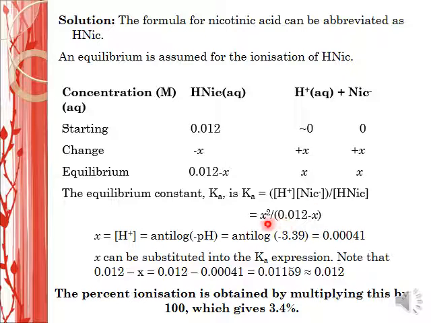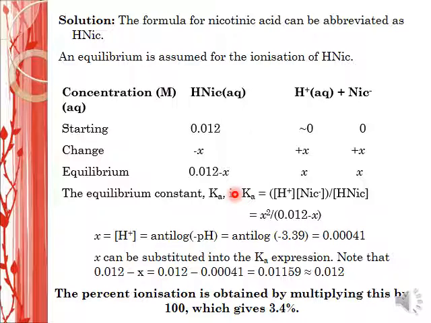You substitute this into the expression here, because this is the X value. The step is not shown here. They only show you 0.012 minus X value, which is 0.01159. So you substitute it in the expression: 0.00041 squared divided by 0.01159, you should get 1.45 times 10 to the power of negative 5 as the Ka value. Ka has no unit.